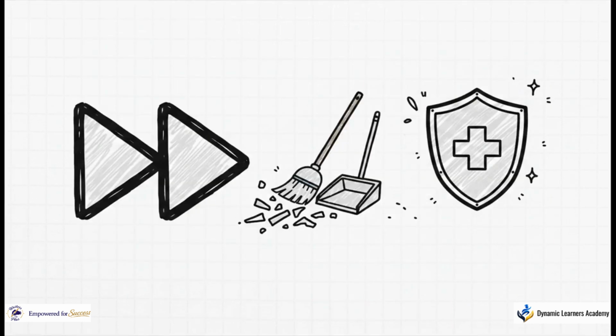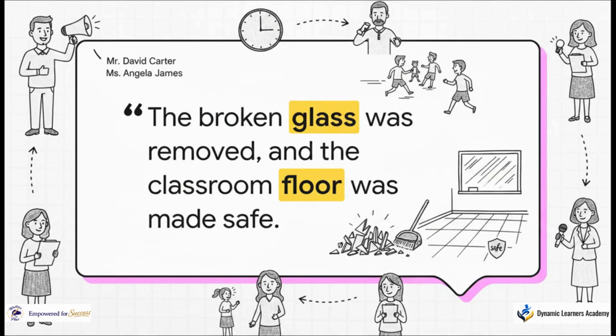Finally, our conclusion checklist. This last paragraph wraps up the entire report by explaining what happened after the incident and how the whole thing ended. This is where you talk about the resolution and the safety measures taken by the adults in charge. And here is how our example wraps up. Informed Mr. David Carter. Mr. Carter then informed the class teacher, Miss Angela James. The broken glass was removed and the classroom floor was made safe. See? It perfectly explains how Mr. Carter and Miss James handled the aftermath and made sure everything was completely safe again.